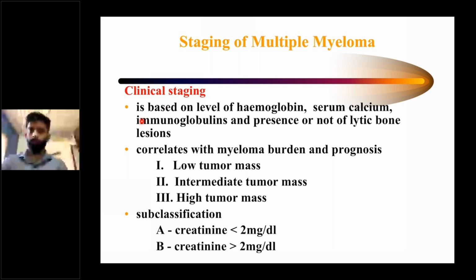So the next one is clinical staging. It's based on the level of hemoglobin, serum calcium, immunoglobulins, and presence or absence of lytic bone lesions. It correlates with myeloma burden and prognosis. Stage one is low tumor mass, two is intermediate, three is high tumor mass. Subclassification A is creatinine less than 2, and B is creatinine greater than 2. So obviously B is worse and has a worse prognosis. So this is the staging of multiple myeloma. You don't need to remember this, it's just for prognosis's sake. So next one.